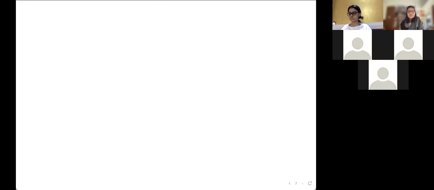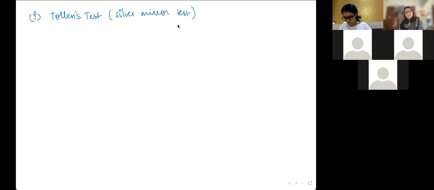So the first of these tests is Tollens' test, also called the silver mirror test. So this gives you a hint as to what we have in that test also. Okay. So this is the basic reaction. This is what happens usually. Tollens' test, you have an aldehyde, RCHO.